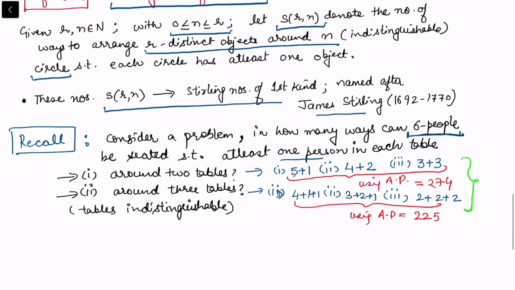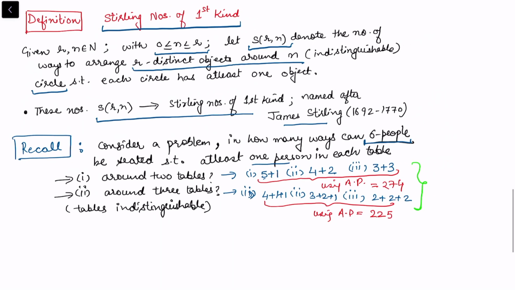So now if I look at this, what is this? This is actually the Stirling number problem. The Stirling number problem has the condition that each circle has at least one object, and then we may have as many as the number of circles. So in this case we have n circles. That means, like in the first case we have 2 tables, so these are like 2 circles, and in the second case we have 3 tables.